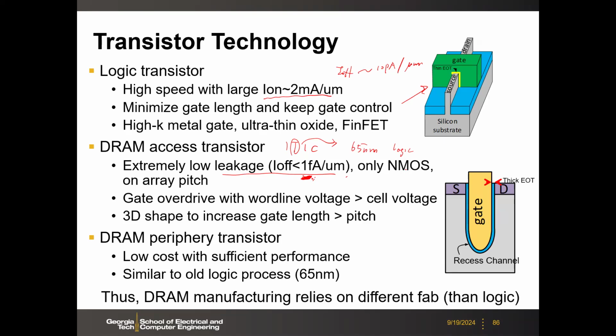And then we only need NMOS here, 1T, 1C, that is NMOS, okay. So then we also need to allow the gate overdrive. If you recall, the VPP voltage is 1.8 volt, for example, right? So then we need to sustain high gate voltage as well.